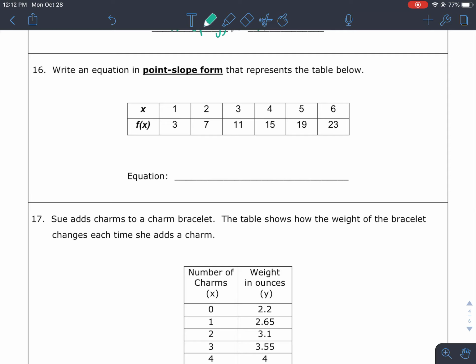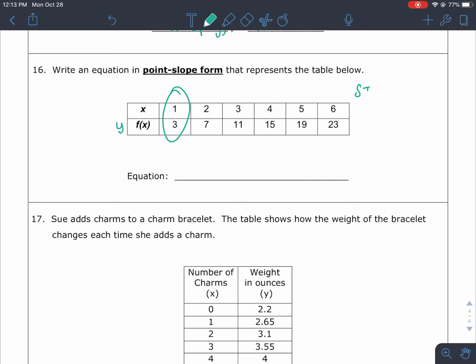16 says write the equation in point slope form that represents the table below. So looking at the table, I can choose any point. I'm going to choose the first one. Remember that f of x is another way to write y. And now I just need to find the slope.